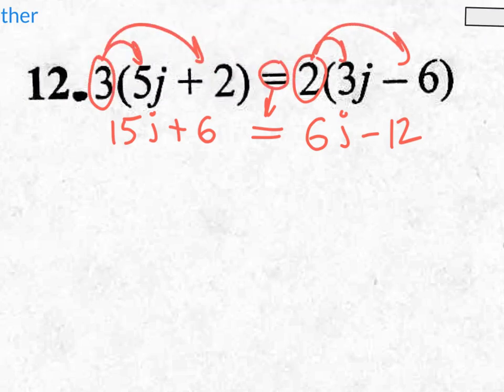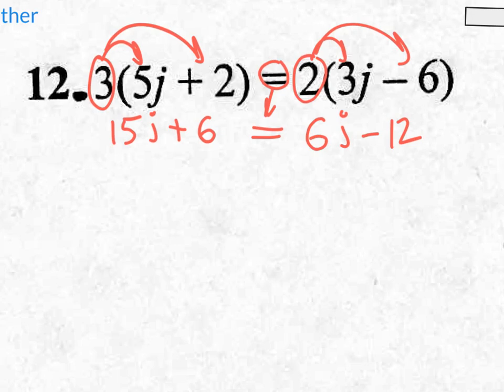Now I could worry about getting j by itself on one side. So I do have a 15j here and a 6j here. Let's get rid of one of them. Which one do you want to get rid of? 6j is definitely the better option, because if you take away 6j, you're going to get a positive j situation. If you subtracted 15j, you'd end up with a negative. So it's probably better to get rid of the 6j. And that's what I'm going to do.